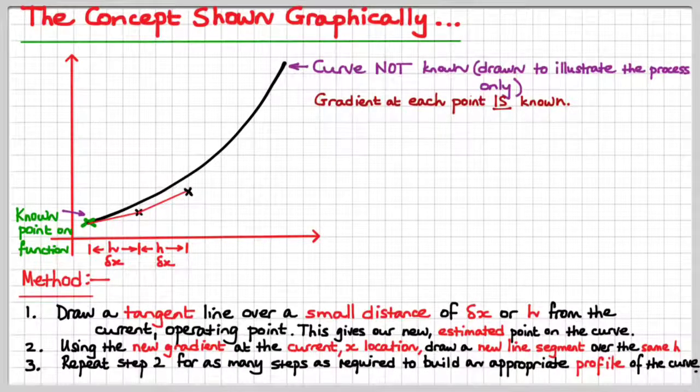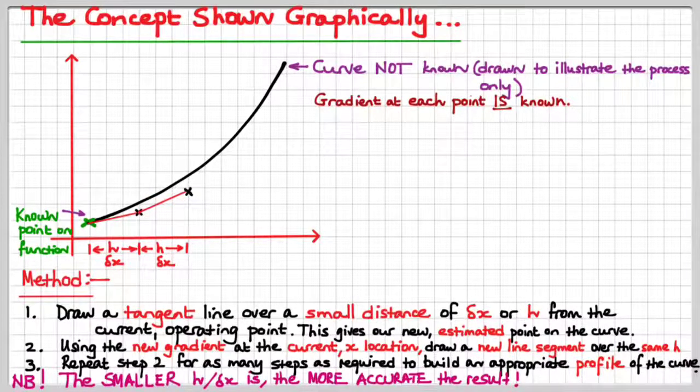Number 3, we repeat step 2 for as many steps as required to build an appropriate profile of the curve. Now just have a look. I'll do a few more for you. But note, the smaller h or delta x is, the more accurate the result. Because if you iterate over very, very tiny increments of x, you don't get too inaccurate when you get to your next point determined from each iteration, okay?